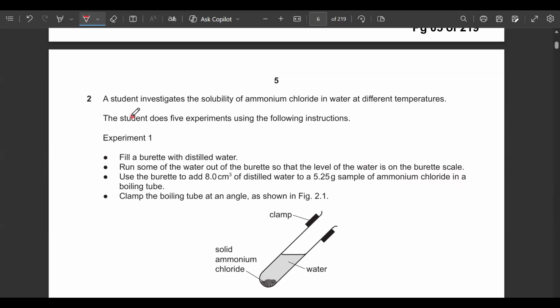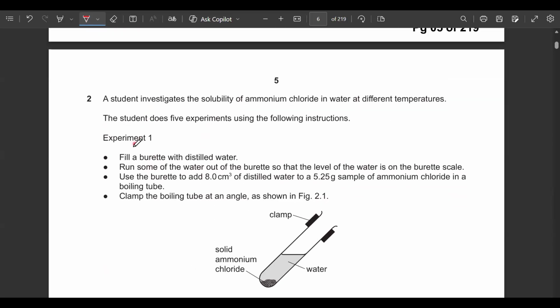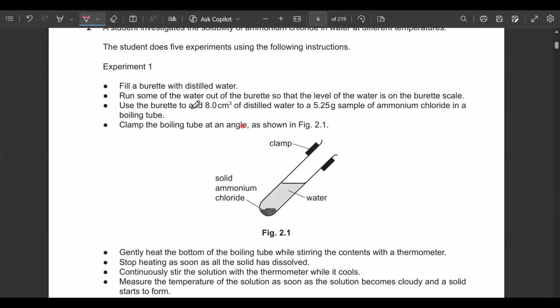Now, question number 2. A student investigates the solubility of ammonium chloride in water at different temperatures. The student does 5 experiments using the following instructions. Experiment number 1: fill a burette with distilled water. Run some of the water out of the burette so that the level of the water is on the burette scale. I hope you remember the picture of the burette.